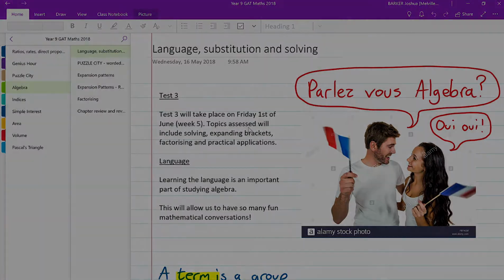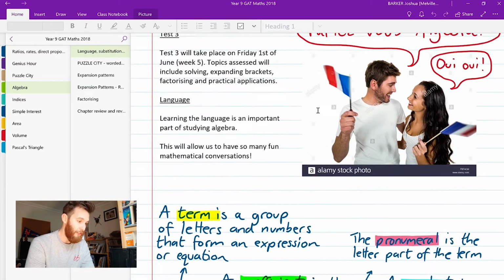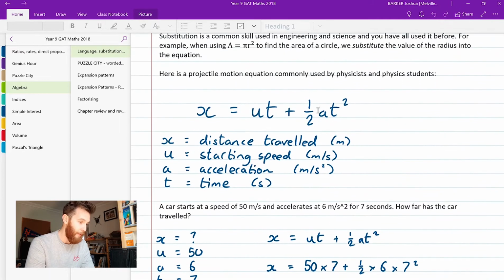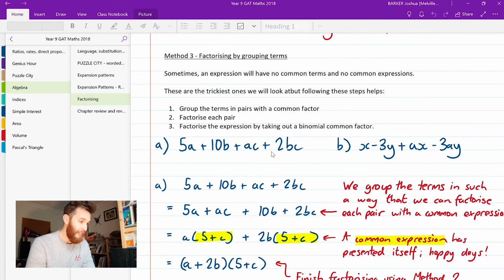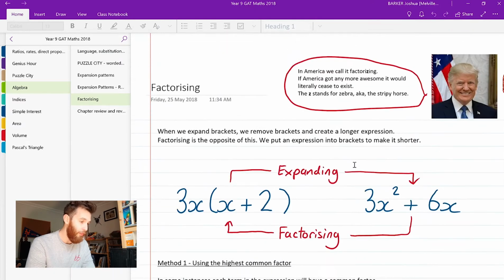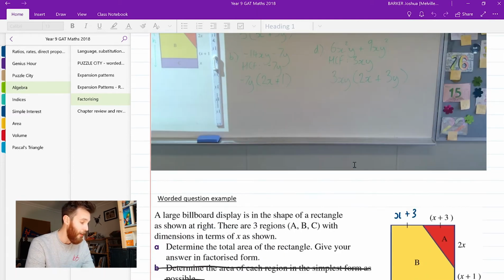Okay, so we have recently been studying algebra, as you know, and at the section on the left-hand side, there's a tab dedicated to all the algebra notes. Within that, the first topic we did was language, substitution and solving, so that's the first thing that comes up, so you can revisit that if you wish to. Factorizing that we did last week, another example. All of the notes that we have are there should you wish to review them at any time.